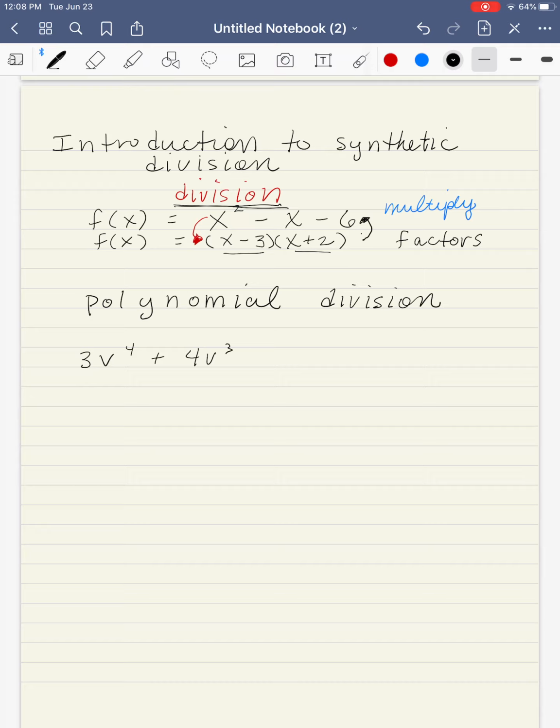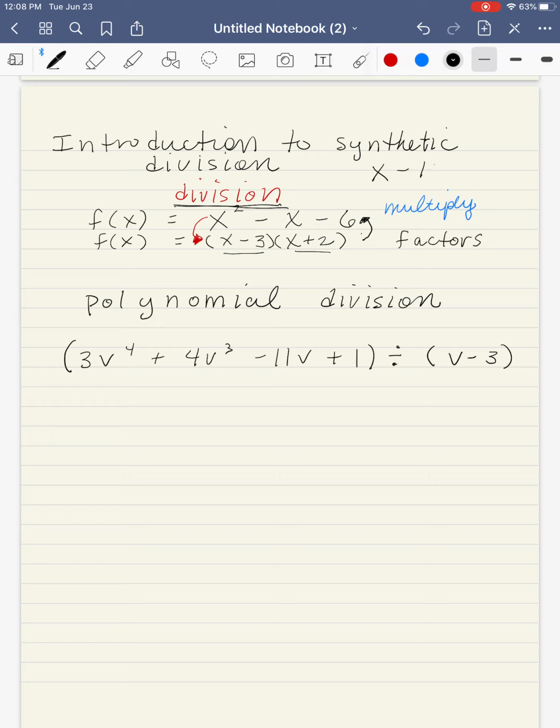So let's say that we have a polynomial, 3v to the 4th plus 4v cubed minus 11v plus 1. And that's just a polynomial. It's numbers times variables to powers, added and subtracted. And we're using the variable v here, but it could be x or it could be t or whatever letter we want to use. The process is the same. And we're going to look at how we can divide this polynomial by the polynomial v minus 3.